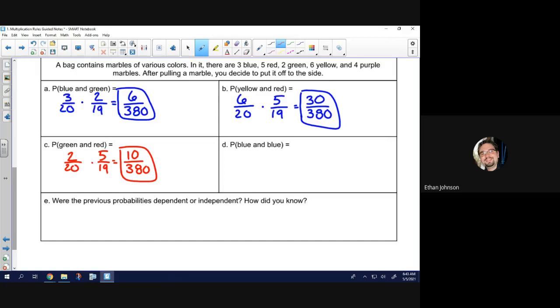Now for the tricky one, a blue and a blue. Well, first blue, there's 3 out of the 20. Times, well, we put that blue off to the side. So there aren't 3 blue in the bag anymore. There's actually only 2 blue in the bag out of the 19. So it should be 6 out of 380.